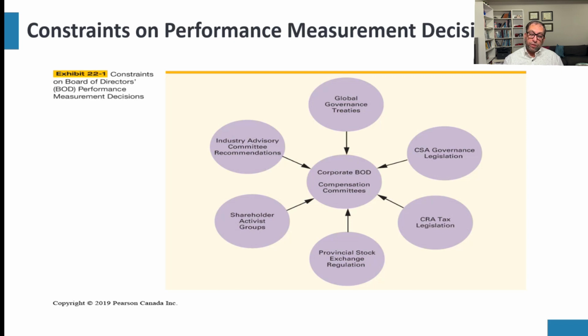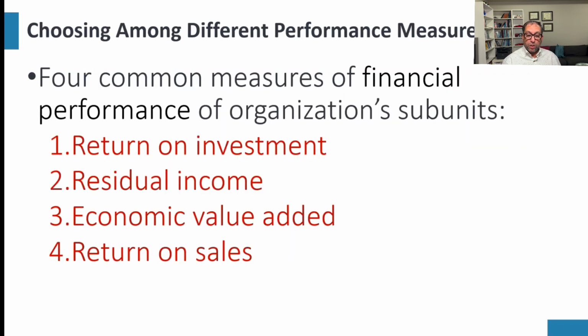They have different types of territories with the treaties with different countries. Then we have CSA governance legislation. That's also possible. CRA tax legislation for different countries, or within the country, like in Canada, CRA tax legislation. Provincial stock exchanges and shareholders, activist groups, and industry advisory committee recommendations. So these are the things that we can take care of while deciding the compensation package for the managers or the employees.